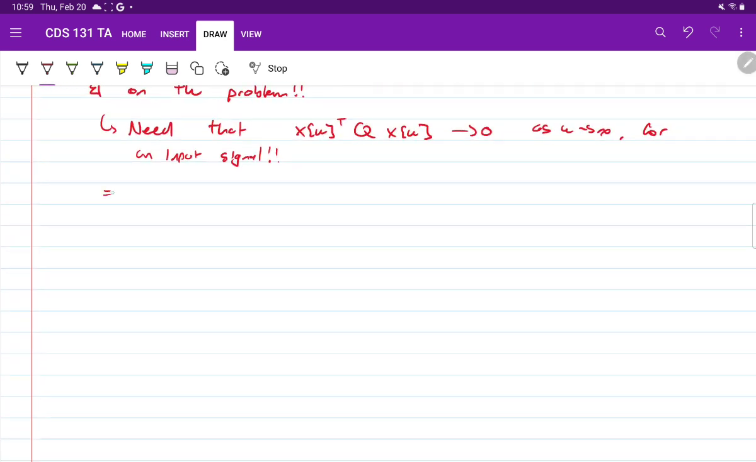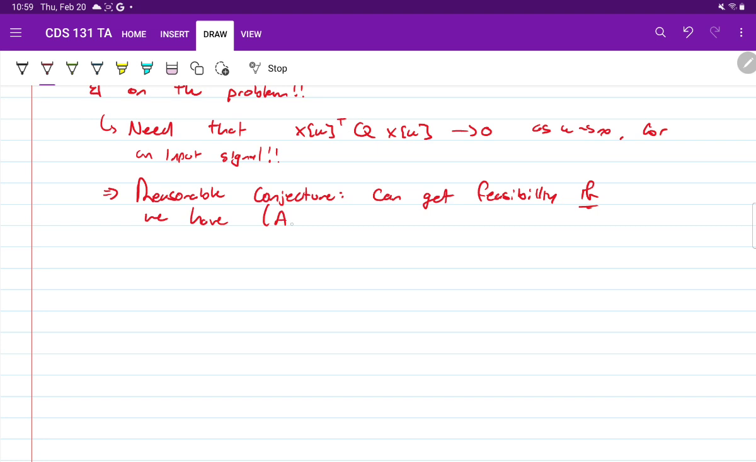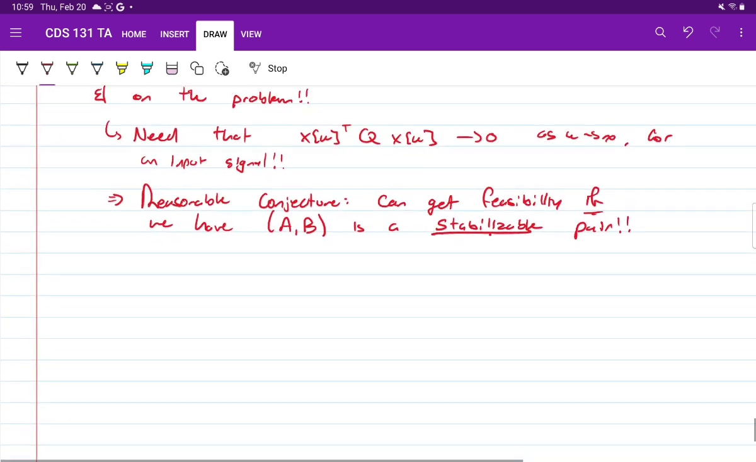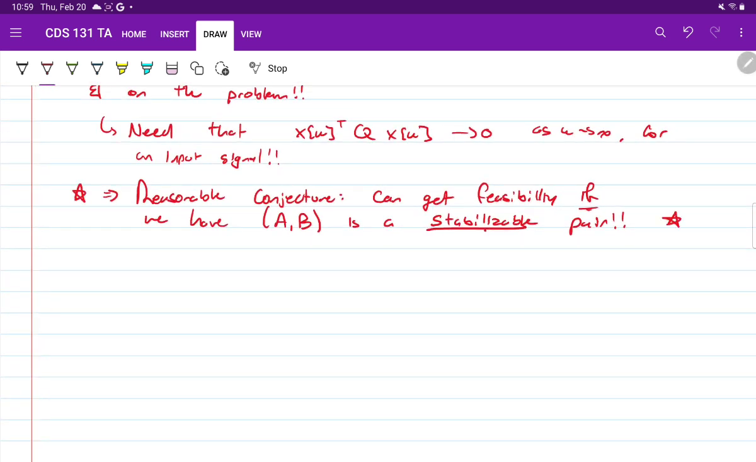Okay? So a reasonable conjecture is we can get feasibility if we have that A comma B, where A and B are system matrices above, is a stabilizable pair. Okay? So this is our first guess as to what we require for feasibility. All right? Seems like a reasonable condition. So this is maybe what we want in mind for feasibility.